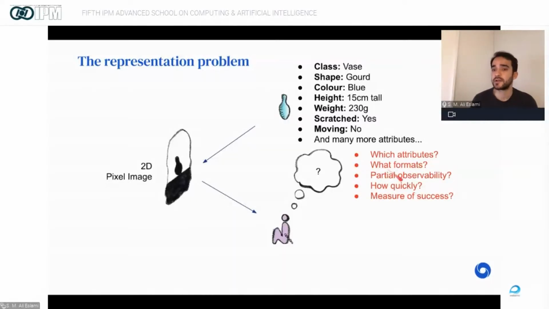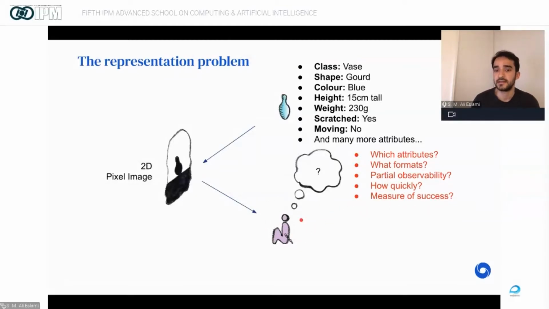How do I deal with partial observability? So for instance, this is a black and white image. It doesn't give me any information about the color of the object. What do I do? How do I represent my uncertainty over those attributes? How quickly do I form this representation? Does it take me hours or can I do it in a split second? And what is my measure of success?